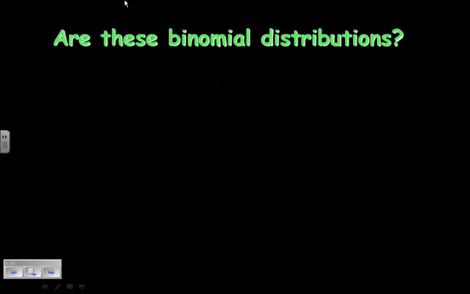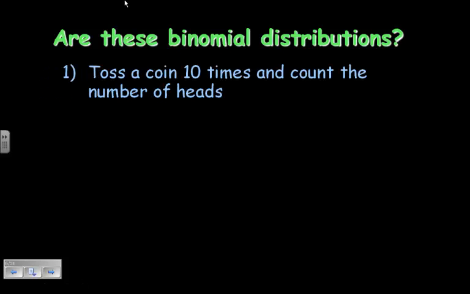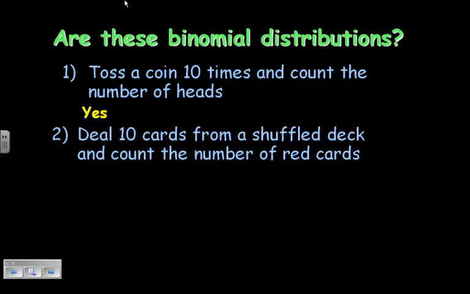So here's a couple of questions to go through real quick. Are these binomial distributions? If we toss a coin 10 times and count the number of heads, does it satisfy our 4 criteria? Yes, it does. Right? The probability is the same every time, 50%. It's got a discrete number, 10, and they're independent of each other, and it's either heads or tails, so 2 things. So it meets all 4 criteria.